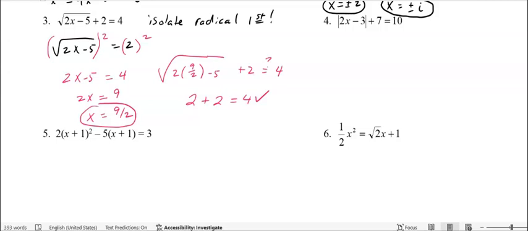Okay, number 4 is an absolute value equation. And just like we isolated the radical first, we want to isolate the absolute value first.